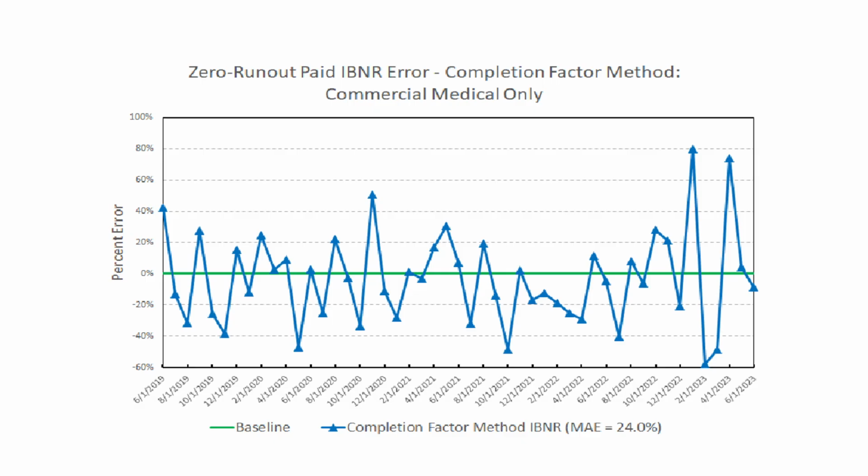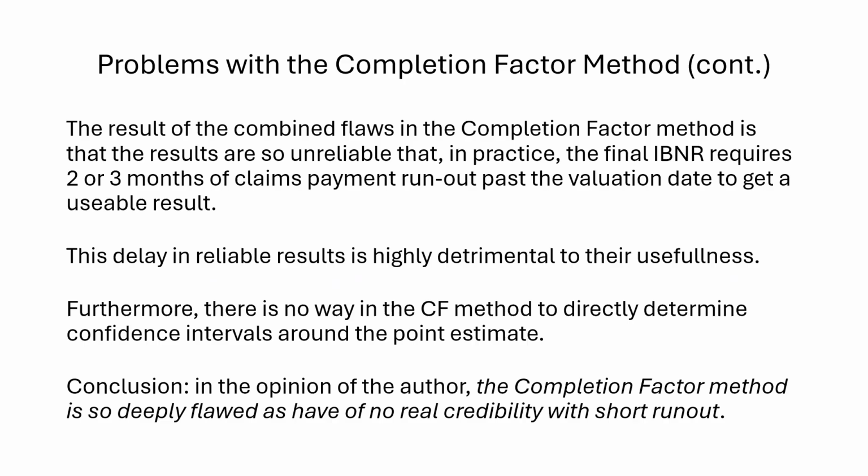This graph shows the relative monthly zero runout IBNR calculation errors using the completion factor method. The mean absolute error for the data is 24%, with individual monthly values ranging from -60% to +79%. The result of the combined flaws in the completion factor method is that the results are so unreliable that in practice the final IBNR requires 2 or 3 months of claims payment runout past the valuation date to get a usable result. This delay in reliable results is highly detrimental to their usefulness.